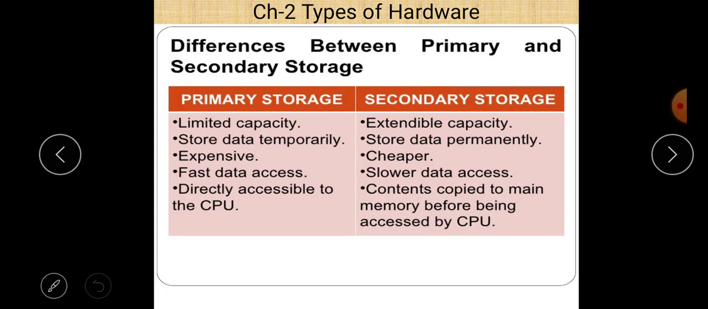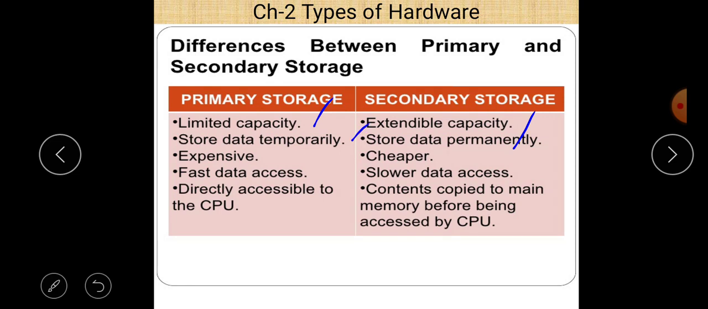There is a difference between primary and secondary storage. The main difference is that primary storage or primary memory is a volatile memory, while secondary storage is a non-volatile memory, meaning we can store data permanently in it. Next difference, limited capacity. Primary storage has limited capacity compared with secondary storage. We can store much more data in secondary storage because of its capacity. So data is saved permanently into secondary storage, while we can store data only temporarily in primary memory.